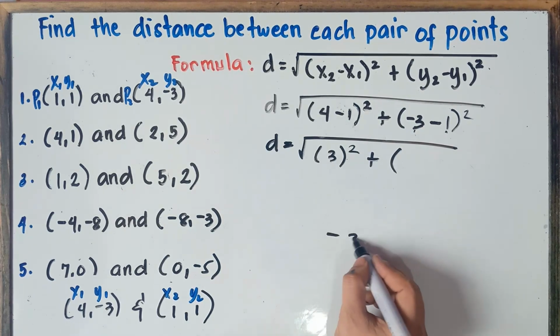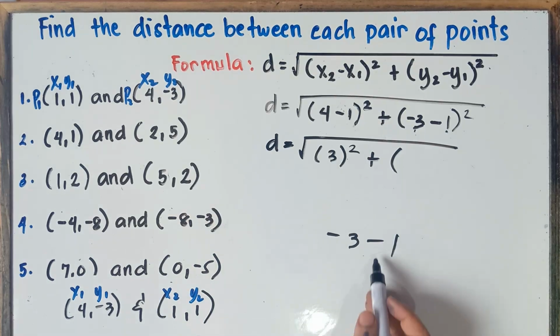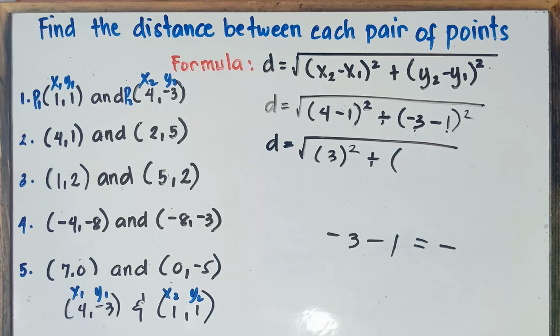Plus, now negative 3 minus 1. Once again, class, don't make things complicated. You think of this one as negative 1, and this one as negative 3. Both negative, simply copy the negative sign and simply add the numbers. So negative 3 minus 1, that would be negative 4.